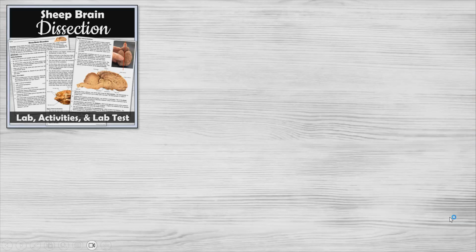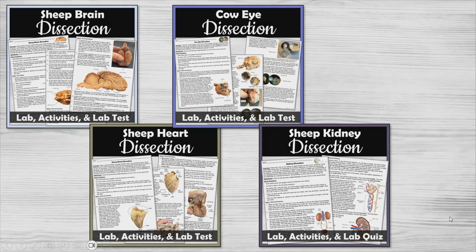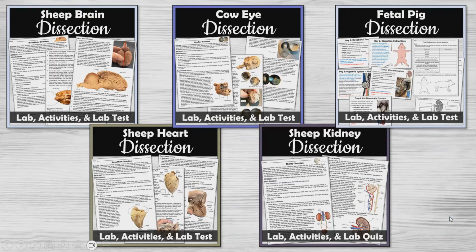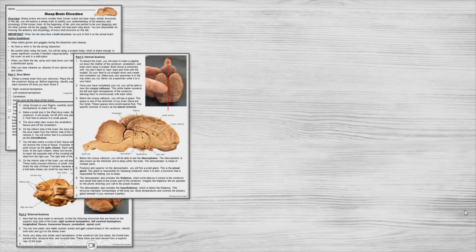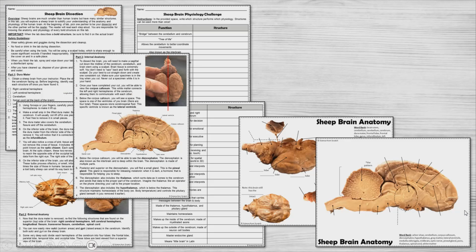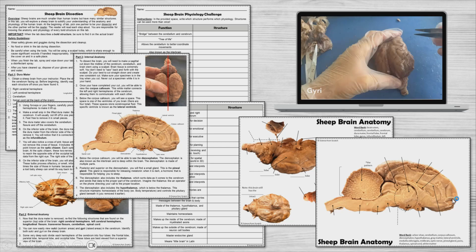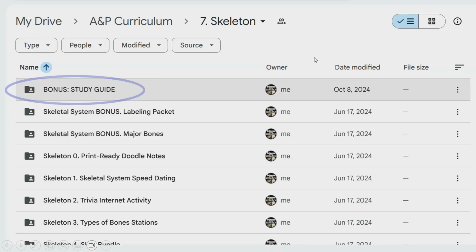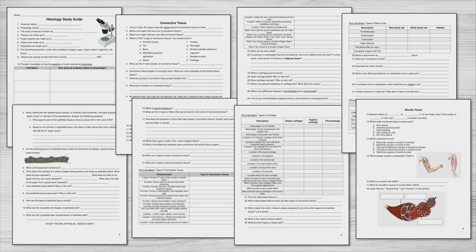The curriculum includes 5 optional dissections, culminating with a final fetal pig dissection as a year-end experience to tie all the body systems together. Each dissection comes with a detailed lab packet, review materials, and a lab practical or quiz. You're also going to have access to a thorough video or video series to support both you and your students through the dissection process. Each unit includes a bonus study guide, fully editable and aligned to the notes and activities.